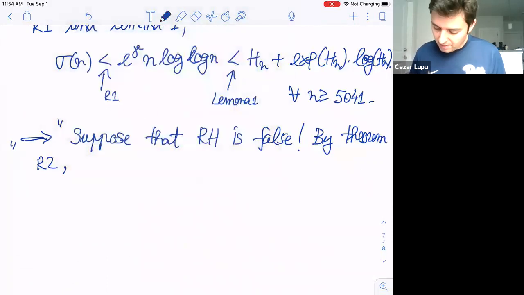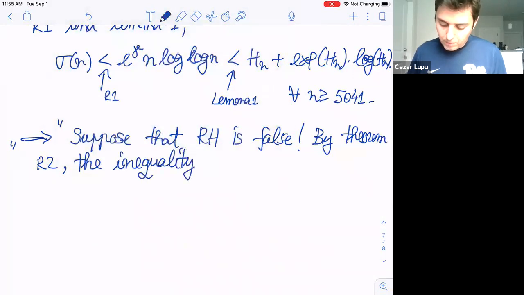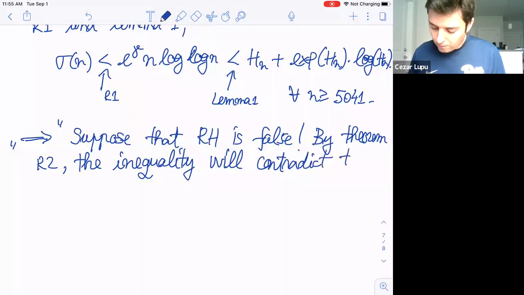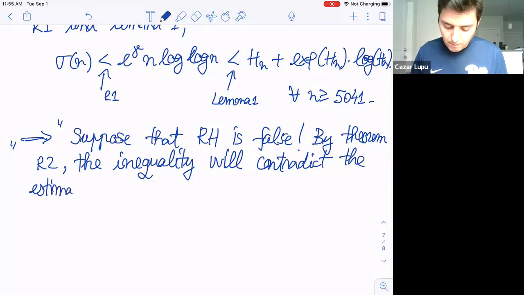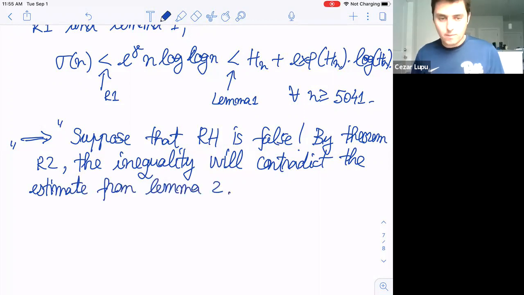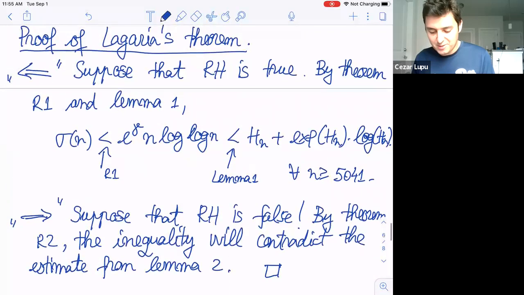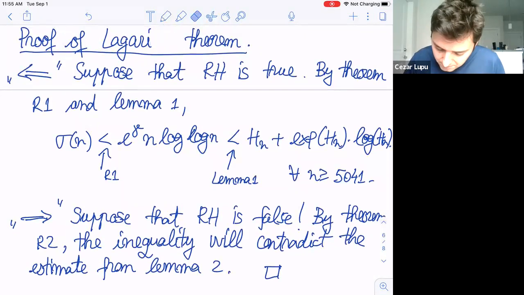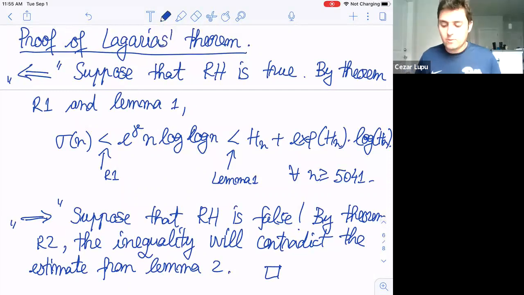In fact, let me say directly: the inequality will contradict the estimate from lemma 2. Anyway, that's the proof of this. It's immediate, and like I said, as you can see, it relies on Robin's theorem.